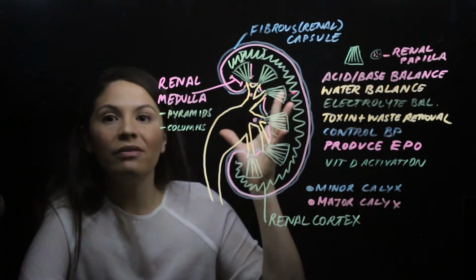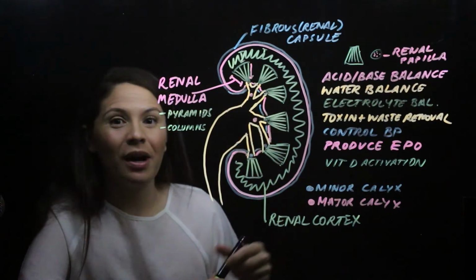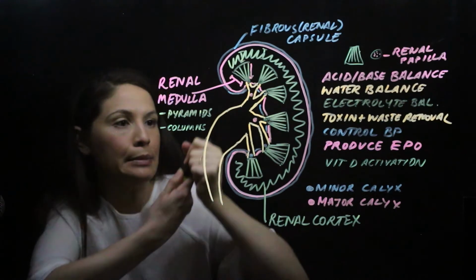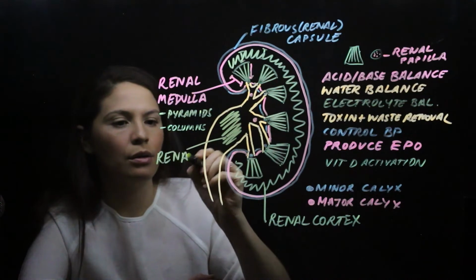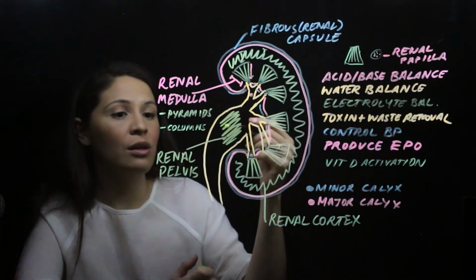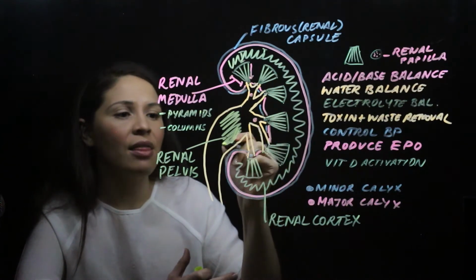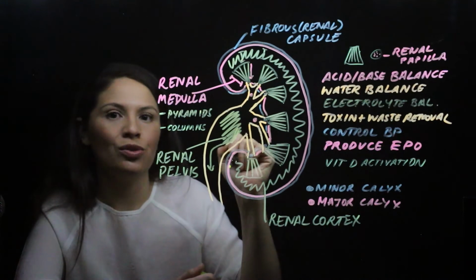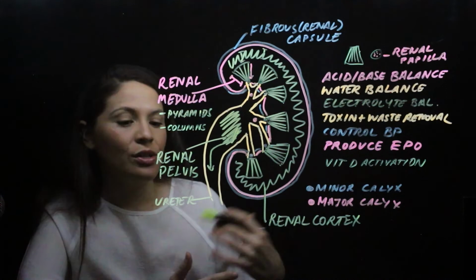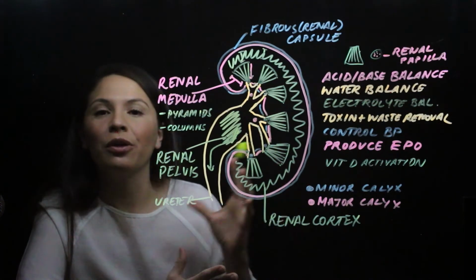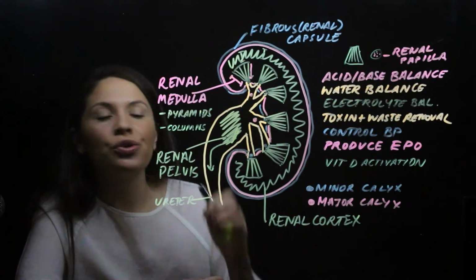Okay, so all of our major calyces will then drain into this larger part here. This larger part is called the renal pelvis. The renal pelvis is going to collect all of that urine from all of the major calyces, and then that urine will pass down into the ureter. The ureter will then lead down to the bladder, where you have temporary storage of urine until you're able to pass it at a location of your choice.